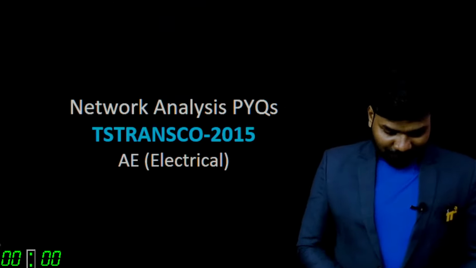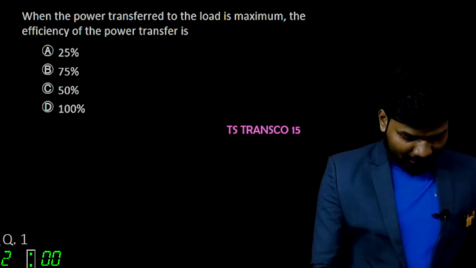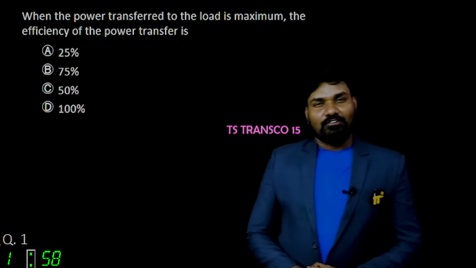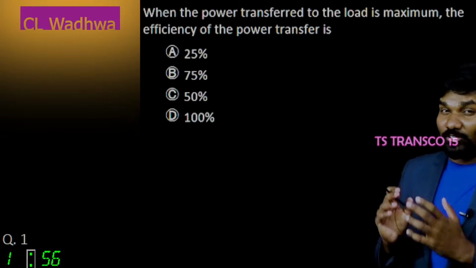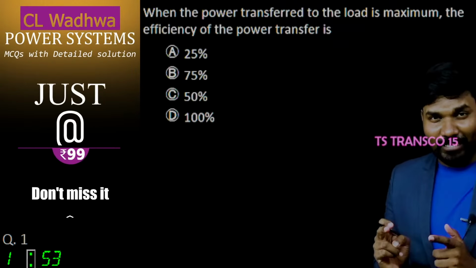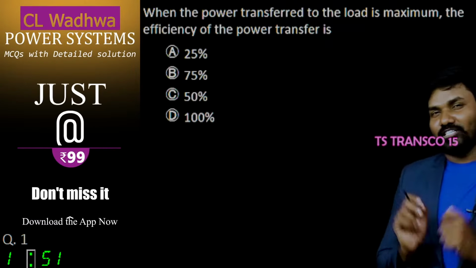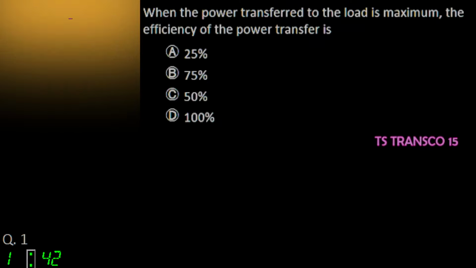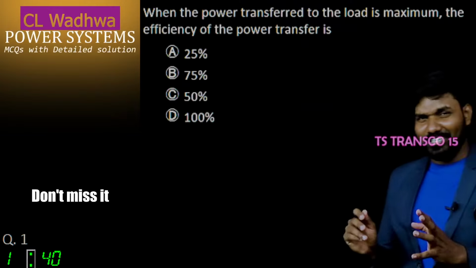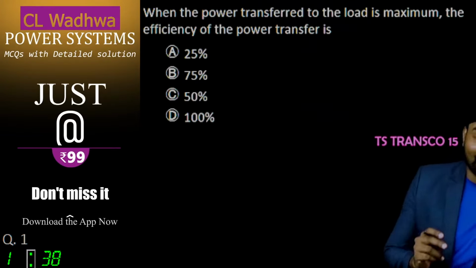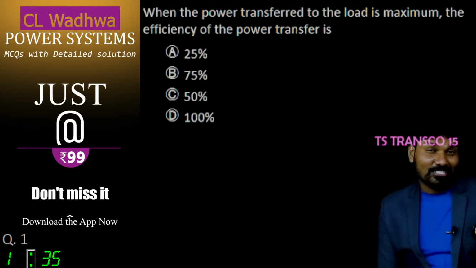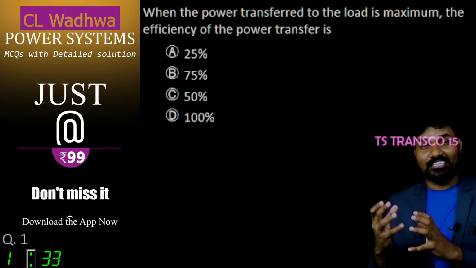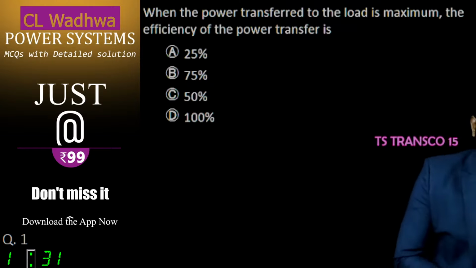Let's go to the first question. First question is there, and the timer is also running for you. Within that time frame, you have to answer question number one. I think within maybe 1 minute or maybe 30 seconds or so, you'll be able to answer this if you have that understanding already. Already we got some answers.